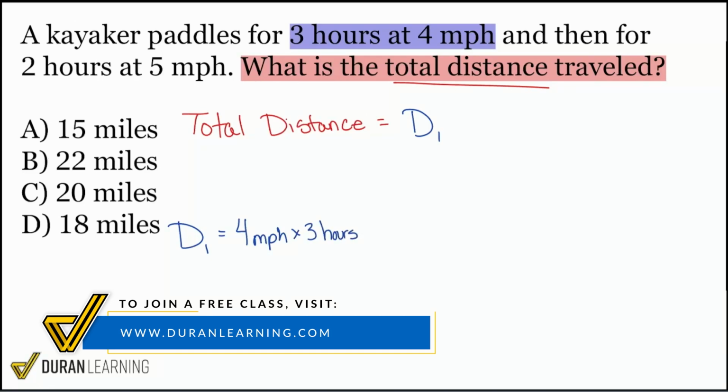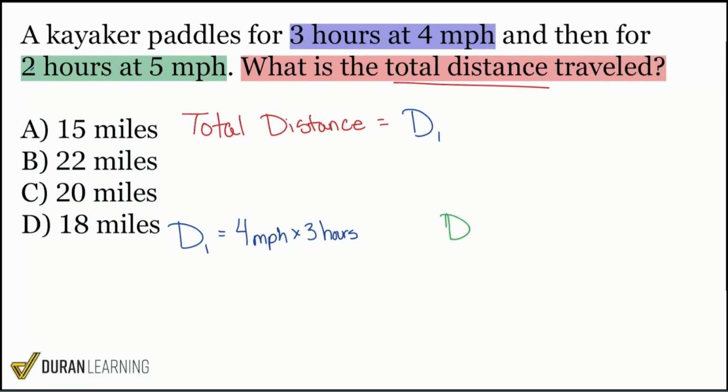And then we are going to have our second distance, 2 hours over here. Let me grab the green highlighter. 2 hours at 5 miles per hour. So I'll write that down over here for the second distance: 5 miles per hour multiplied by 2 hours. And that's it. Because to get the total distance, even though they didn't give me the individual distances, we're more than welcome to find the first distance, find the second distance, and then we're good.